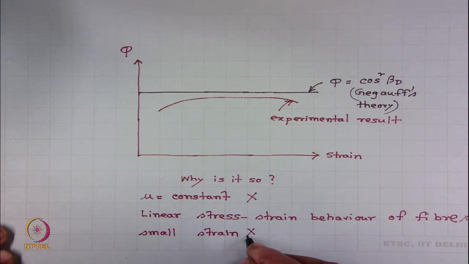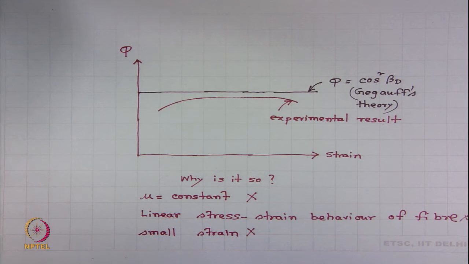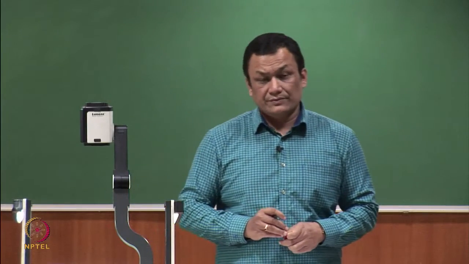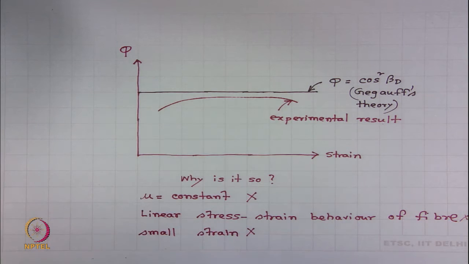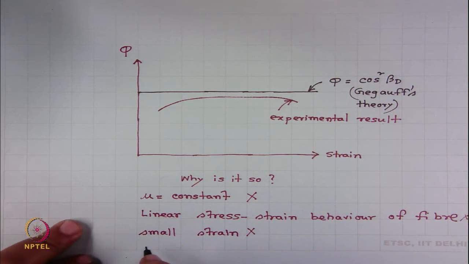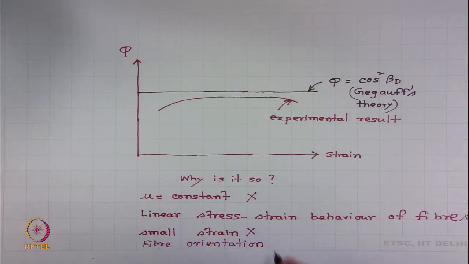There is one more reason that is probably playing a role in this mismatch, that is related to fiber orientation in yarn. As I told you, Gagop's theory is based on ideal helical model, where there is a regular arrangement of fibers inside the yarn. That is the meaning of helical model.